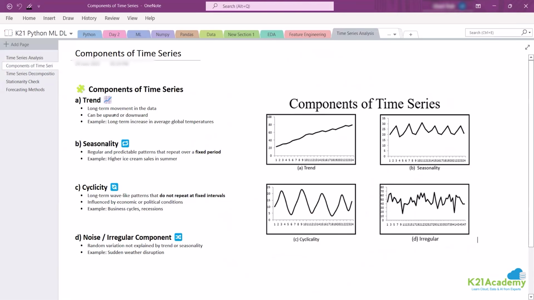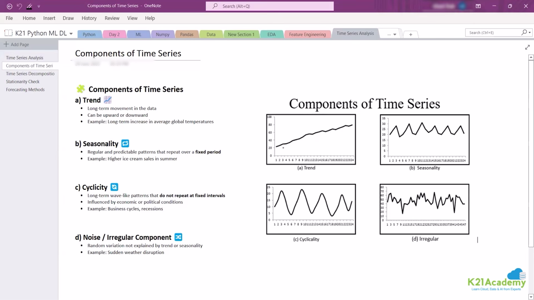Okay. Now, what is trend? Trend is long-term movement in the data. Suppose we are observing the data over some specific time frame, and there we are comparing its initial and final value. Based on the values that we are observing, we can say that it is following some particular trend.